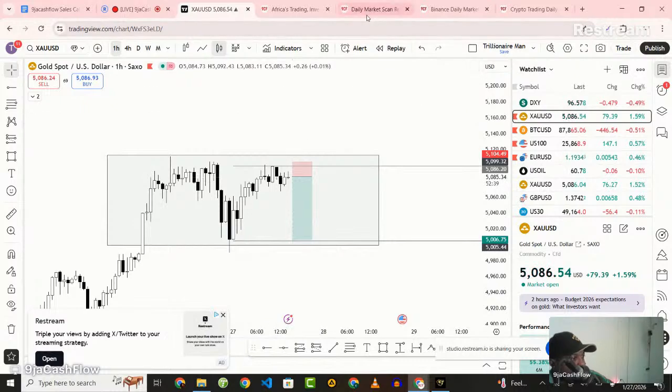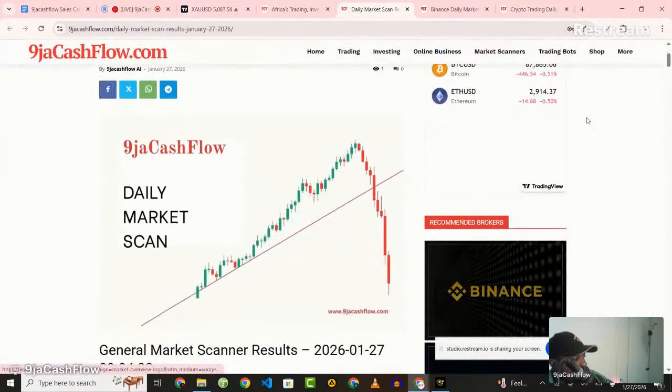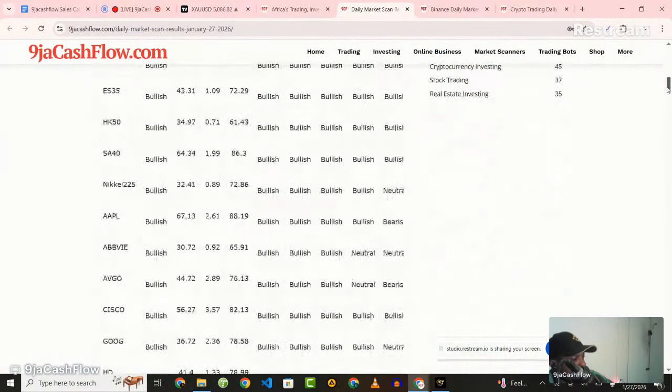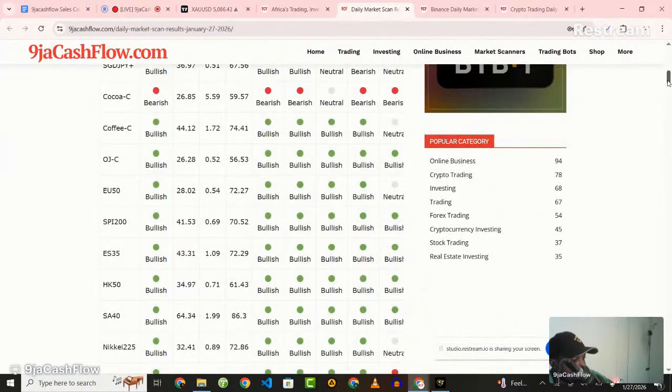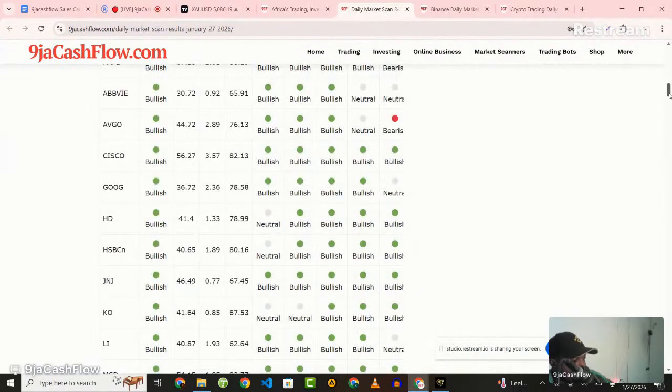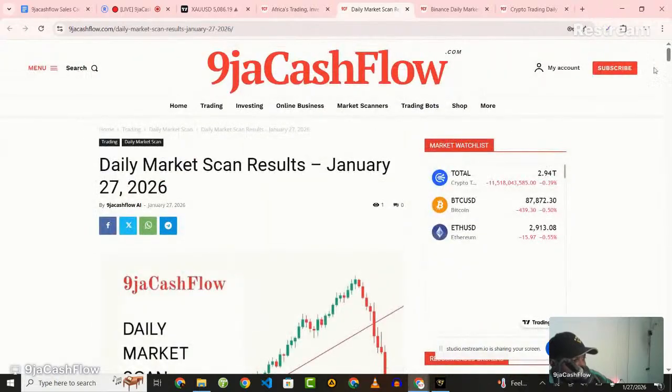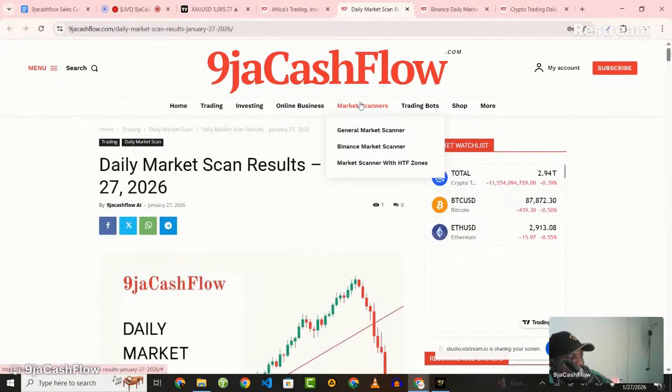Why? Because if you come to the market scanner, all right, so our market scanner is a tool that we use to assist us in trading. If you head over to the 9jaCashFlow website, come to market scanner at the top, then click on our general market scanner or our Binance market scanner or the market scanner with zone. This one has higher time frame zone.